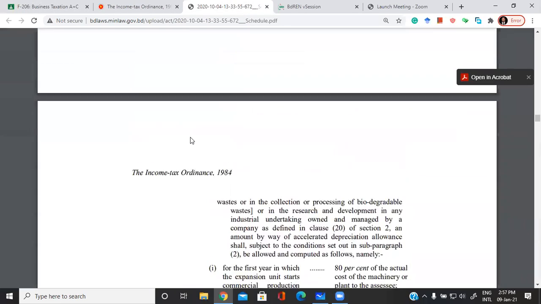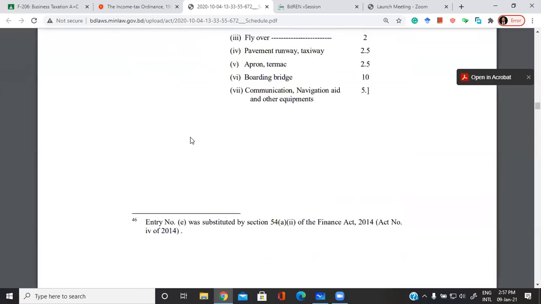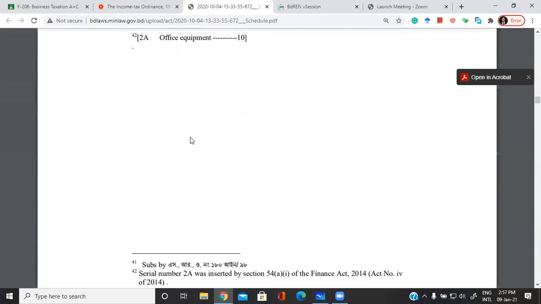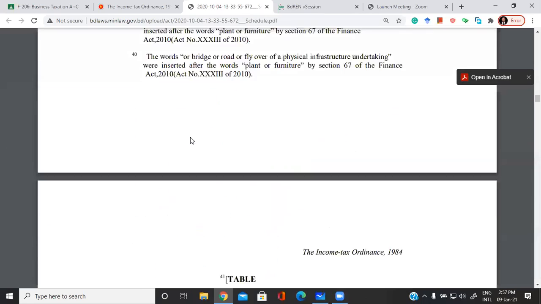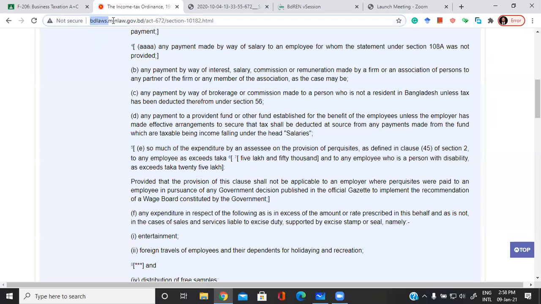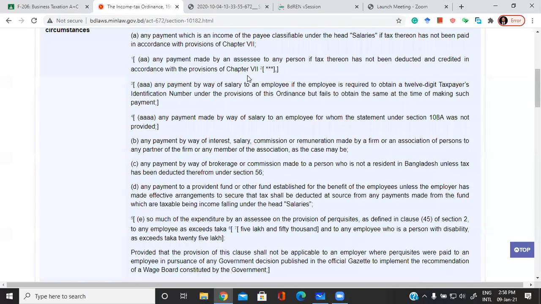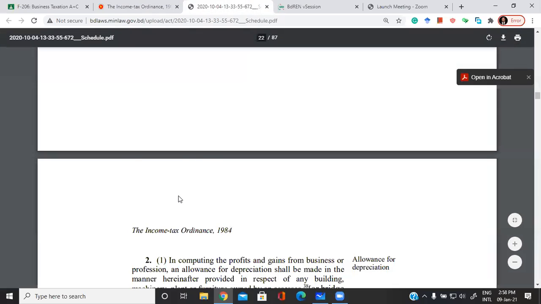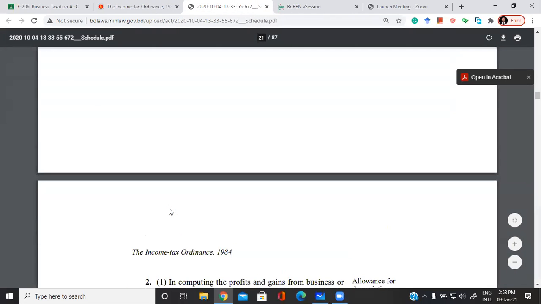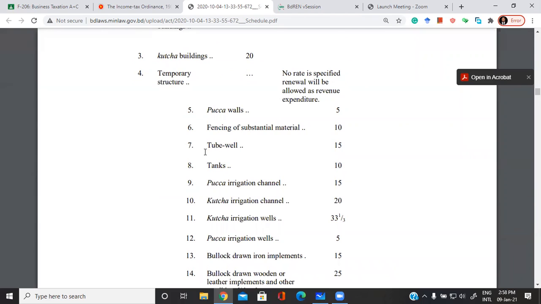Right now we are in the Third Schedule, so where is it available? I showed you the Income Tax Ordinance from BD Laws. Can you recall this site, BD Laws? Okay, so by opening the Income Tax Ordinance, in the very ending of the ordinance, you will see the link for schedules. By opening that link, I have opened that schedule. So you see that there are some asset names.